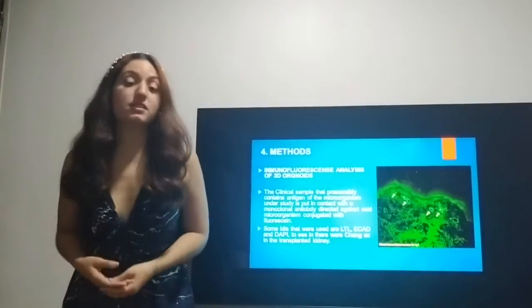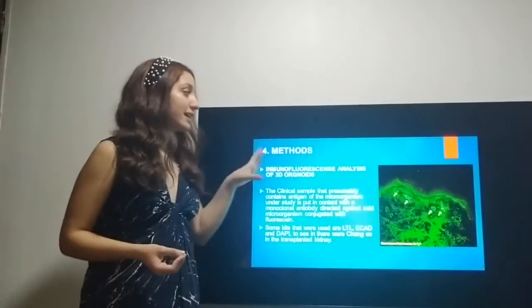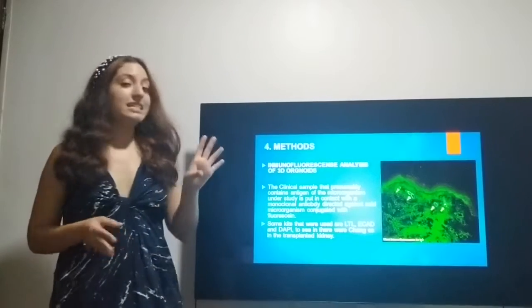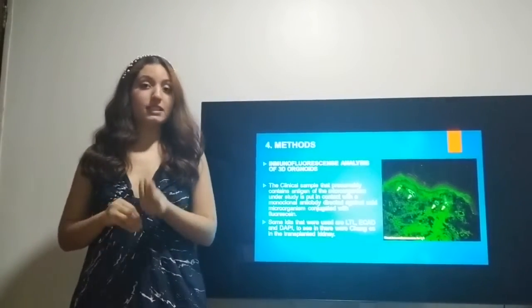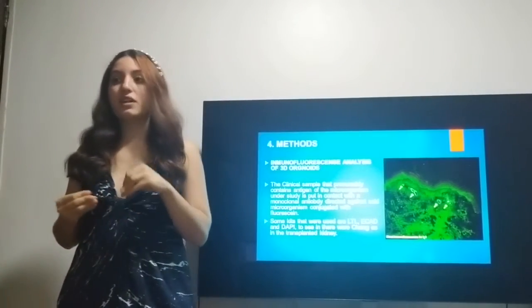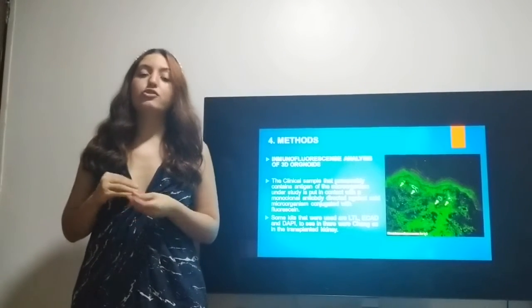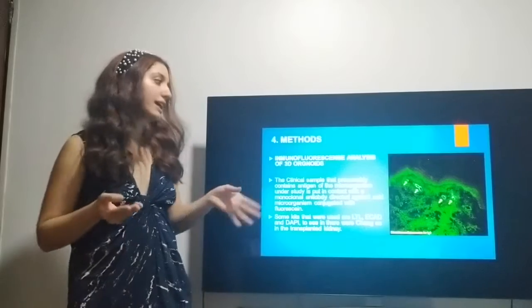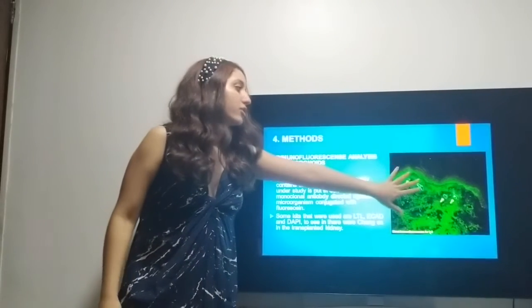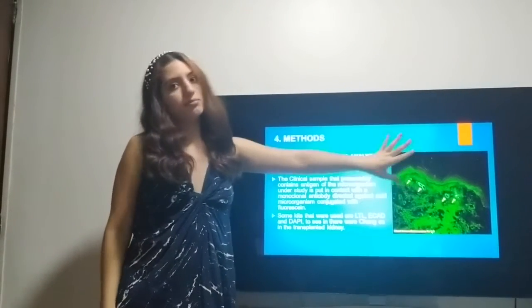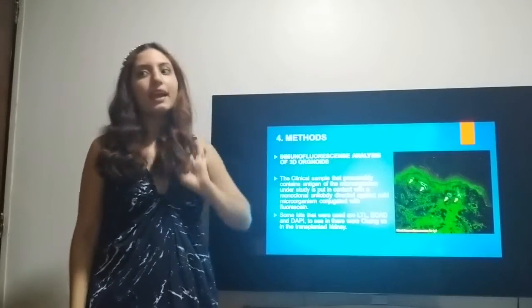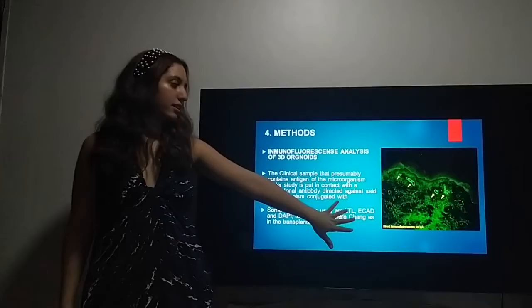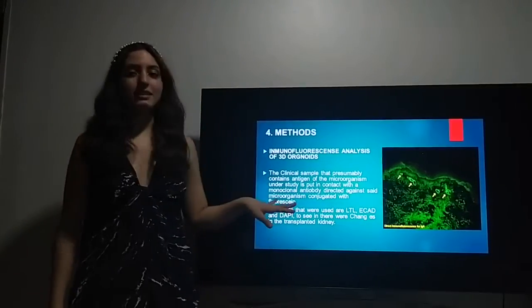Some of the other methods were immunofluorescence analysis of 3D organoids. The idea with this was to choose an antigen, then they put an antibody, and if the antigen-antibody complex forms, you should see something like this with the fluorescent microscope. So, you should see it green, red, or blue, and in this article they use LTL, ECAD, and DAPI.